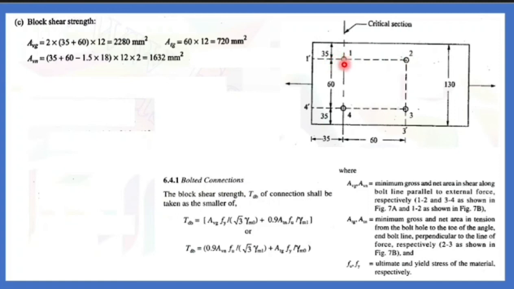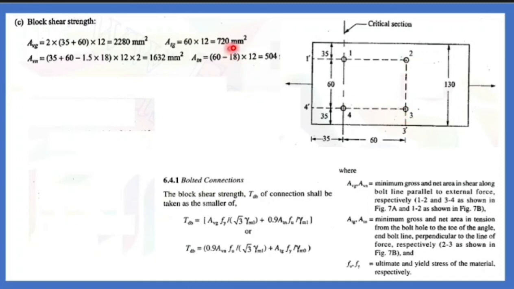This is a full hole which is covered, and the line of action is only up to the center. From the center it takes the direction to the right hand side. So 1.5, so 1.5 into 18 into 12 into 2. Why have they multiplied by 2? You have two parallel lines. Now your area is 1632 mm square.